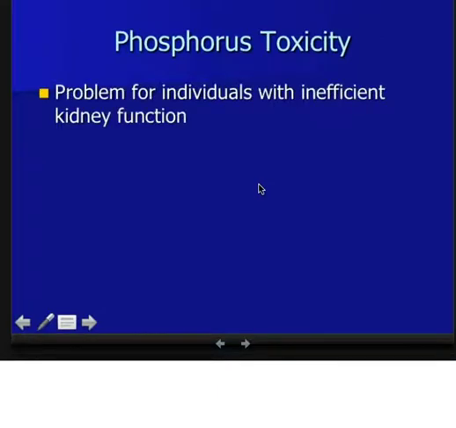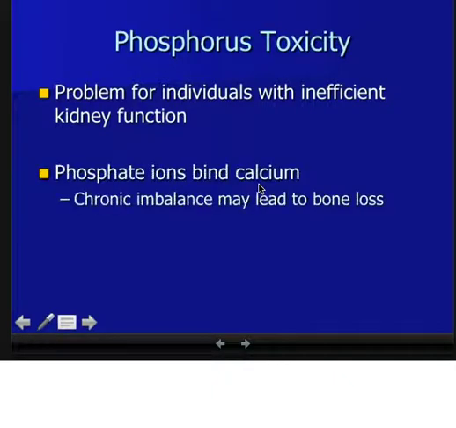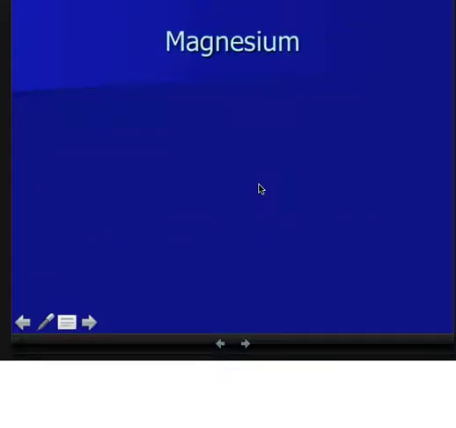Is there such a thing as phosphorus toxicity? Of course, there can be toxicities for any compound. It can be a problem for individuals with inefficient kidney function. Phosphate ions bind to calcium, and a chronic imbalance can lead to bone loss. Upper level is about 3 to 4 grams a day.